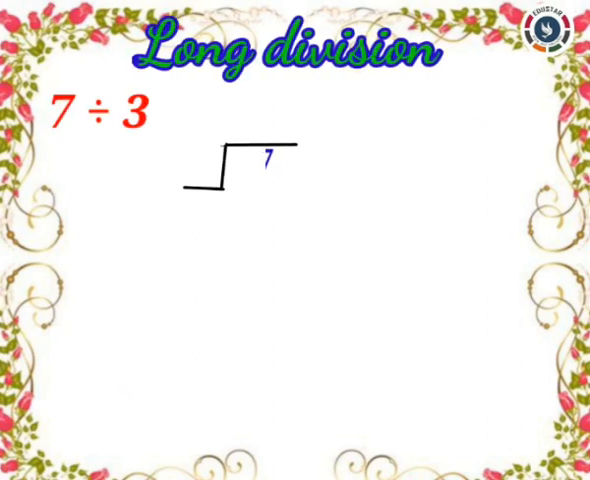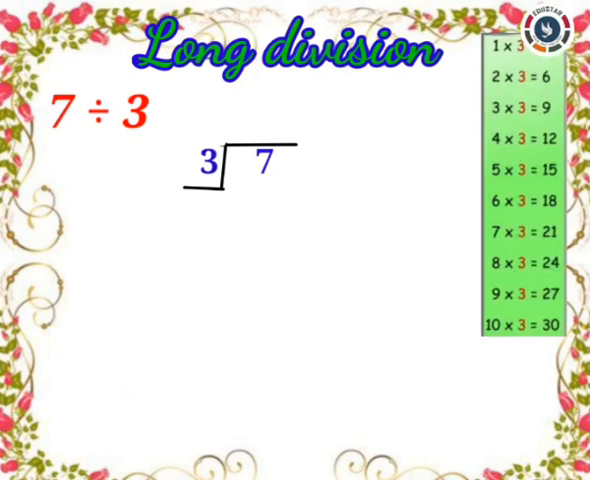Write this 7 inside the division box, 3 outside. In 3 table, 7 is not there. Now check in 3 table between which numbers 7 is there. Yes, 6 and 9. So remember, we have to take the smaller number 6.